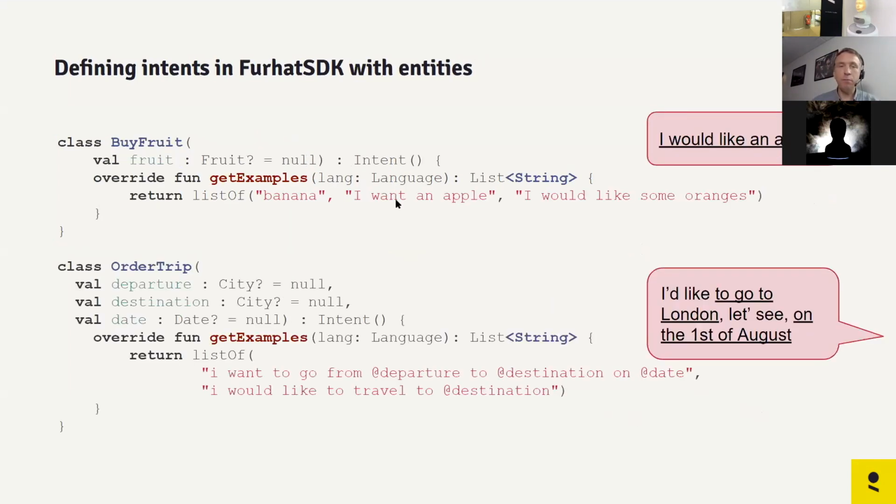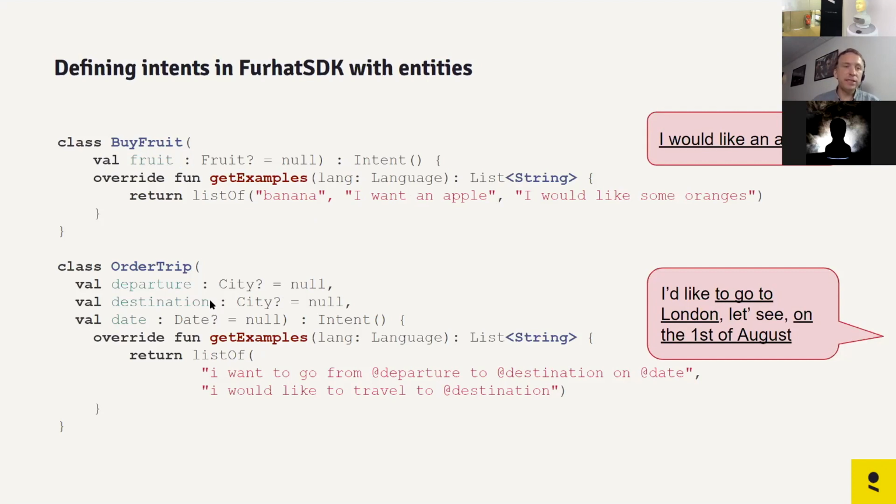If you want to have entities, for example, the buy fruit intent, in this case, for example, I would like an apple, we provide the entity, you see it here, as a parameter to this class. So fruit is of type fruit, so fruit is an entity that we have defined. And then you can just write your examples with whatever fruits from that entity you want in plain text like this. And it will find these fruits. And of course, you don't have to mention all the fruits in your examples. It will generalize to all the fruits that that entity can find.